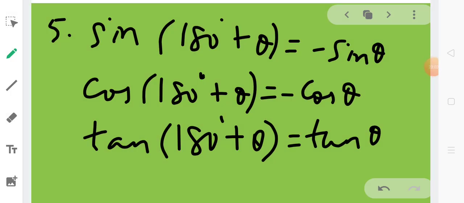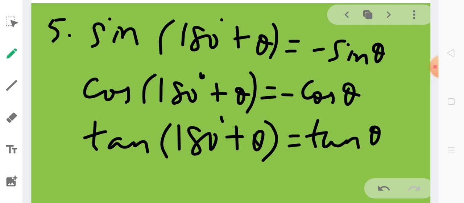Sin of 180 plus theta is minus sin theta. Cos of 180 plus theta is minus cos theta, and tan of 180 plus theta is tan theta. Now 180 plus theta lies in the third quadrant, so only tan theta is positive.